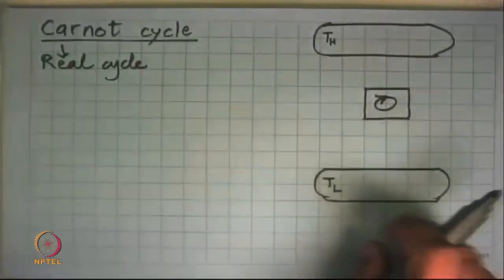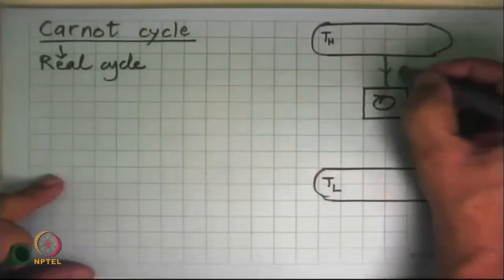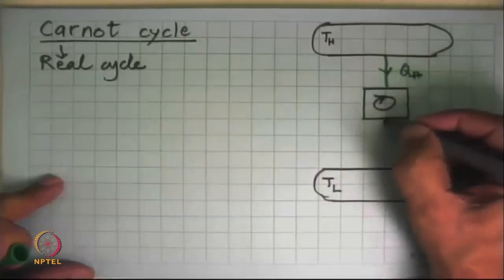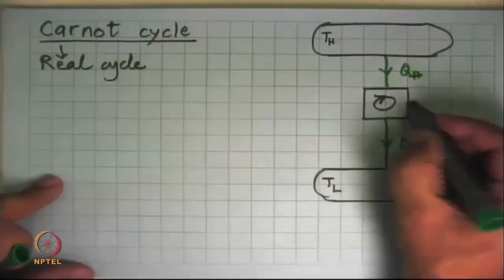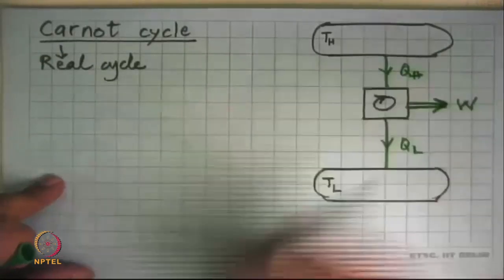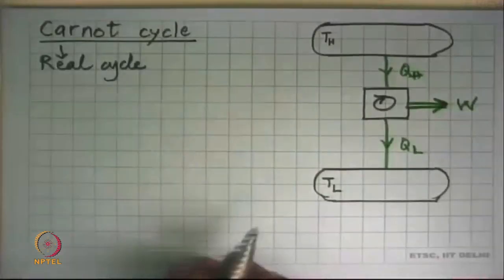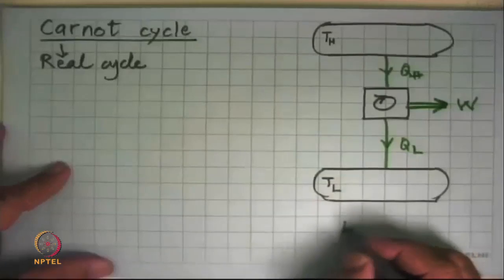So here is what the question means. You have a high temperature reservoir, a low temperature reservoir. This took heat from here, QH, and dumped some heat into the low temperature reservoir, QL, and in the process gave us work. So this is the Carnot cycle for a heat engine.